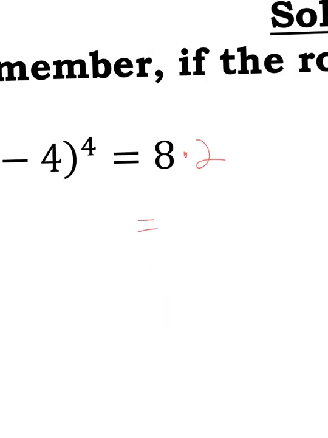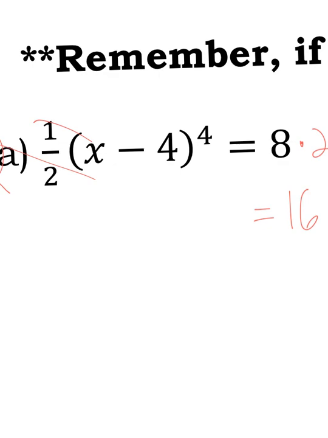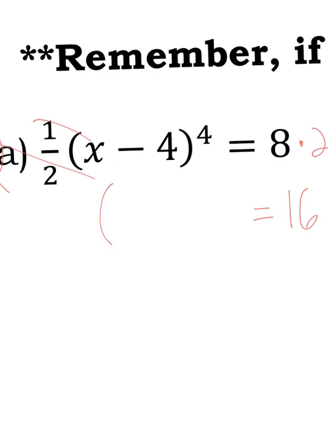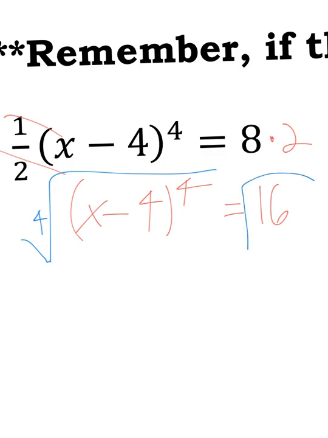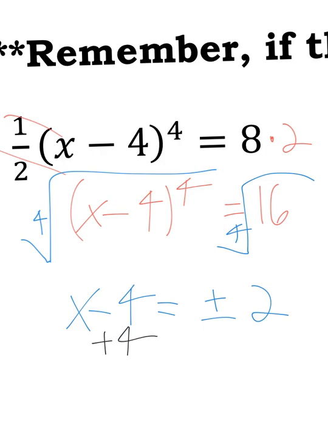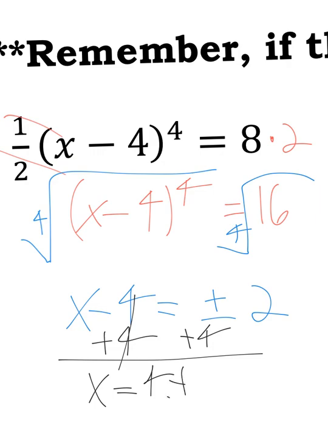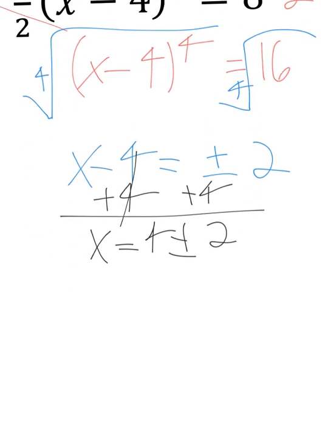So 8 times 2 is 16, and that's just going to bring down x minus 4 to the 4th power. And so now anytime you have to get rid of a power, just take the root of that number or raise it to the 1/4 power. The 4th root of 16 is plus or minus 2, and then you have just x minus 4 left over. So all you have to do is add 4 to the other side. And so you have x equals 4 plus or minus 2. That's pretty easy to figure out.